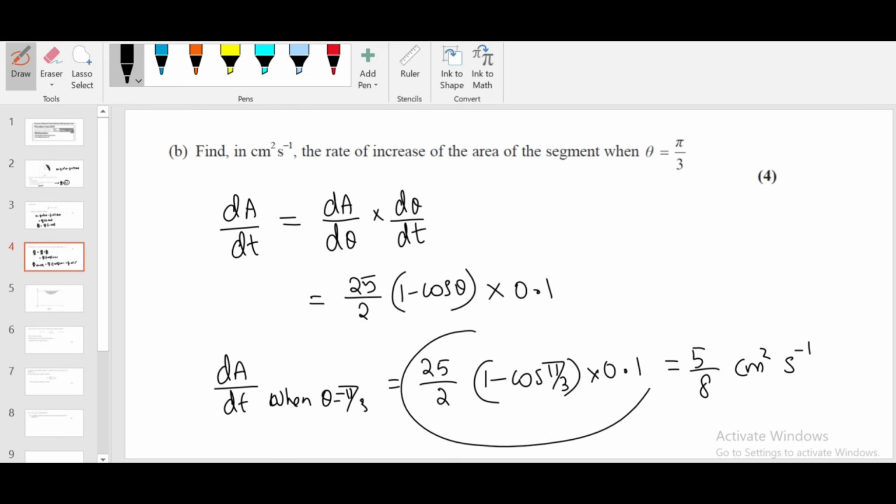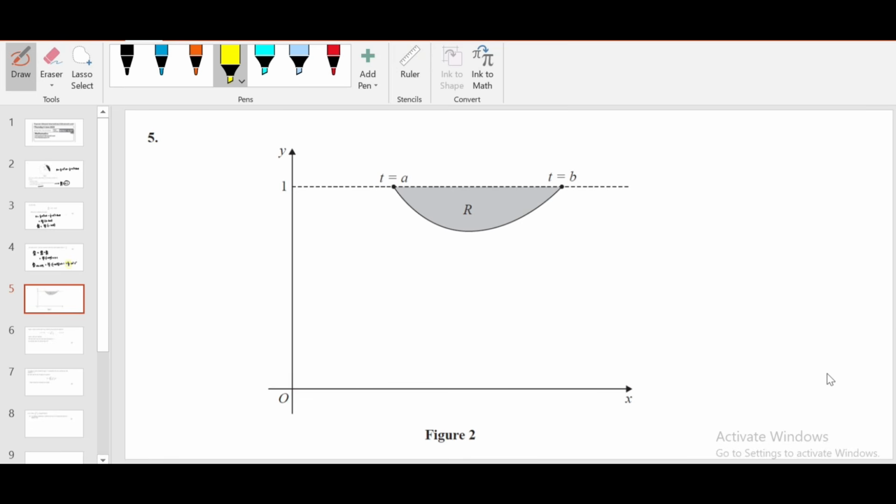Sometimes when you type everything in your calculator, you will get a decimal number. In that case, don't write the decimal number. You need to do it separately. Find the value of 1 minus cos pi over 3 and do it manually, so you will get the exact value like this. That's all. Question number 5 now.